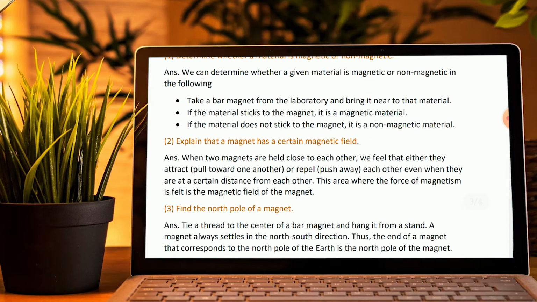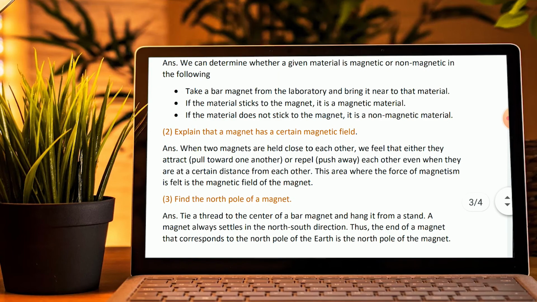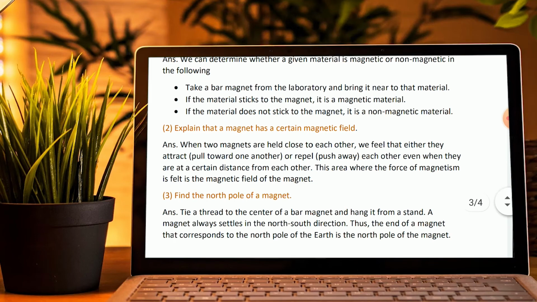Second, explain that a magnet has a magnetic field. Answer: When two magnets are held close to each other, we feel that either they attract, pull towards each other, or repel, push each other. Even when they are at a certain distance from each other, the area where the force of magnetism is felt is the magnetic field of the magnet.